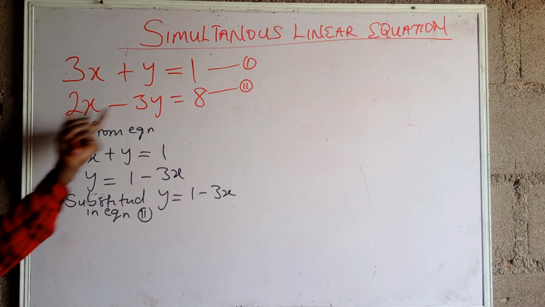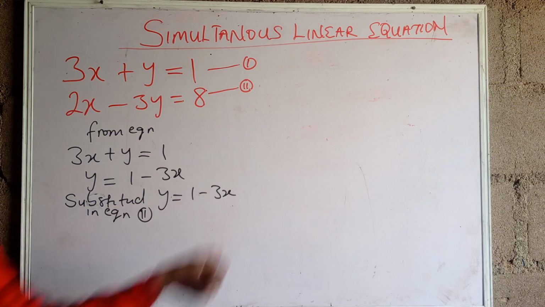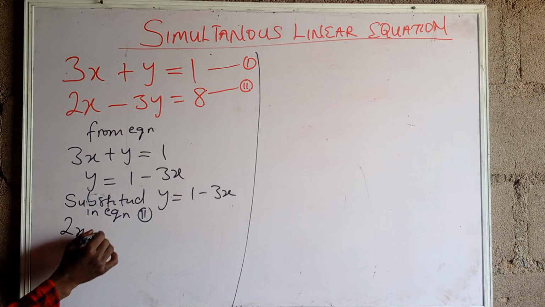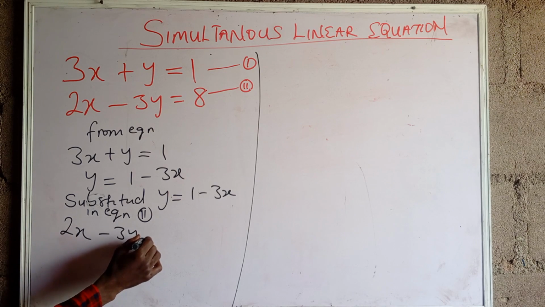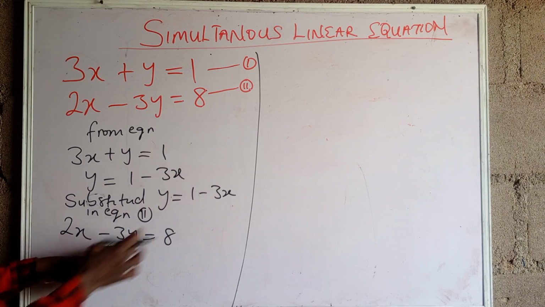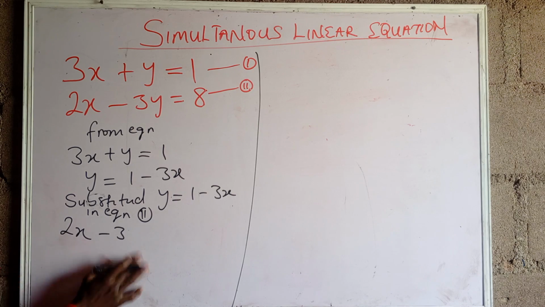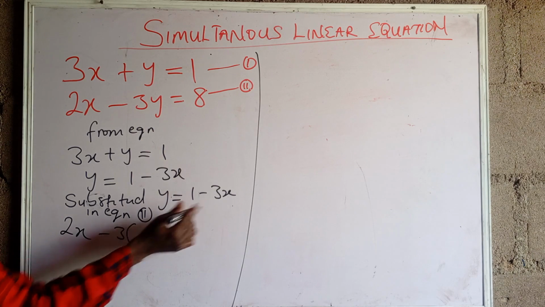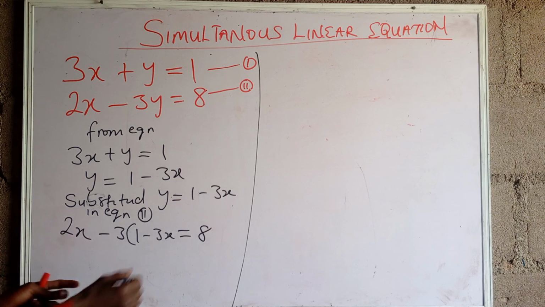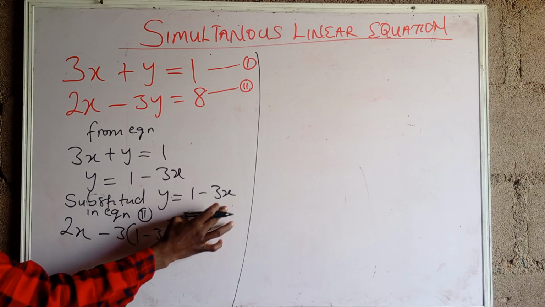By substituting in equation 2 here, anywhere where we see y, you are going to put 1 minus 3x. Therefore, taking equation 2 as 2x minus 3y is equals to 8, now we are going to put 1 minus 3x in place of y. Therefore, we are going to multiply anywhere we see y by 1 minus 3x. This is equals to 8. This is equation 2. We just remove y and put 1 minus 3x.